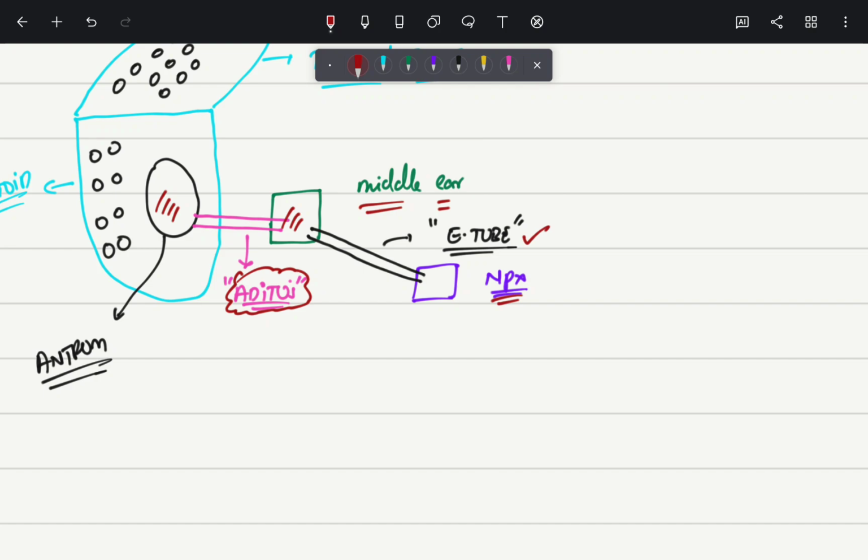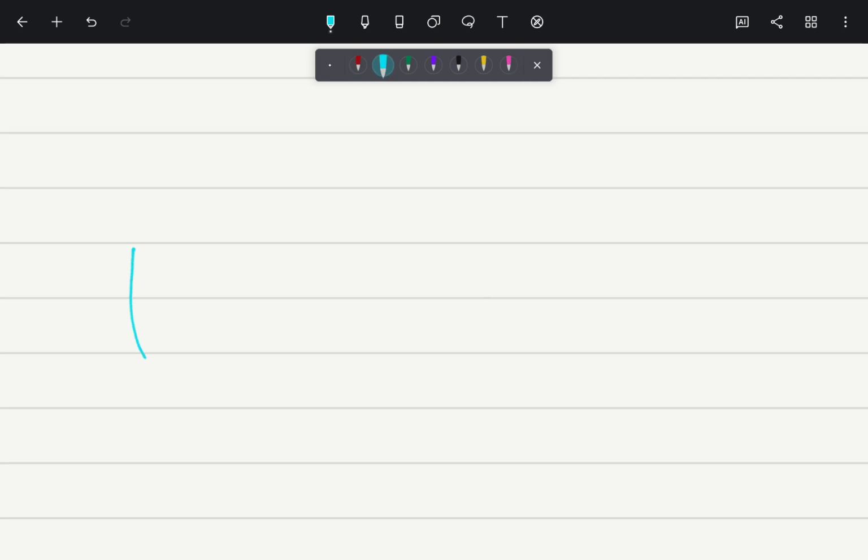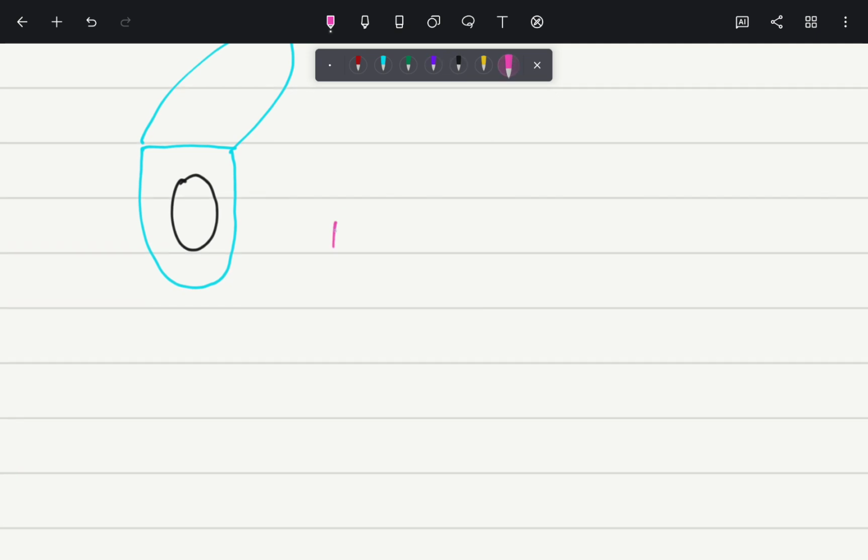Now we will try to know what is happening in acute suppurative otitis media. Once again, we will draw the mastoid process or the mastoid bone, and here is the temporal bone, and one of the largest air cells is the antrum, and here we have the middle ear, and here we have the nasopharynx. So the antrum is connected to the middle ear by the aditus, right? And similarly, the nasopharynx is connected to the middle ear by the eustachian tube.